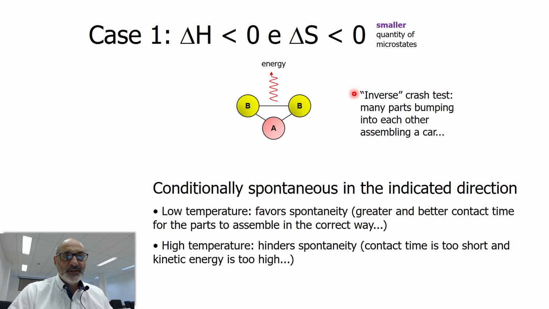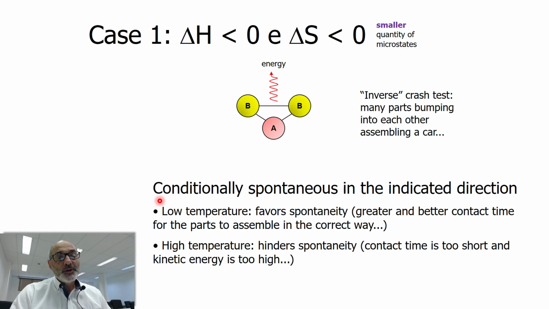As I already said, it's like many car parts bumping into each other at exactly the right place, at the right speed. They don't bump and bounce back. They are at the exact right place and speed, and they assemble the car. I would say it's not impossible, but it's very hard to happen, especially if those parts are bumping into each other at a very high speed. So we could say that this process is conditionally spontaneous in the indicated direction.